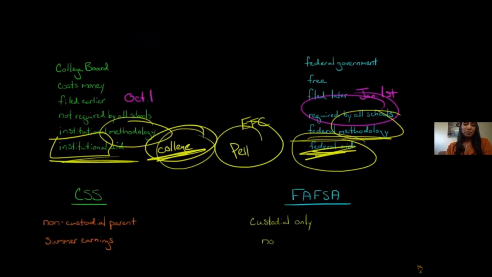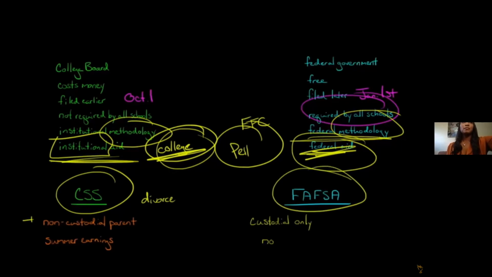Generally speaking, the CSS is going to get at more types of assets and stuff like that. It's going to dig deeper financially and see how much you can give. The CSS looks at both the custodial and the non-custodial parents' financial information. So if your parents are divorced, for example, the CSS is going to say, we want to see the financial information for the parent you live with, the custodial parent, but we also want to see the financial information for the parent you don't live with, the non-custodial parent.